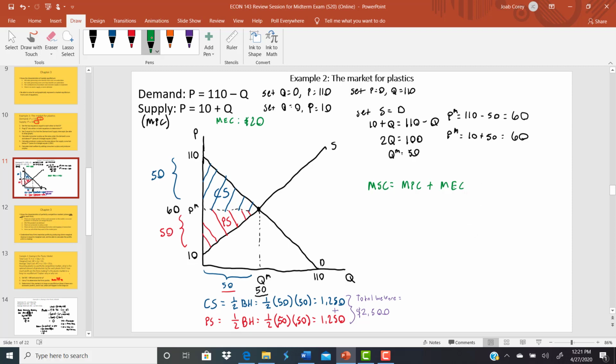So it's just our supply curve, which was 10 plus Q, plus our marginal external cost, which is 20, right? So that's going to be equal to 30 plus Q, right? So that's our marginal social cost curve. And again, if we set Q equal to 0 to figure out where that curve starts, we know that curve is going to start there at 30 units, right? So you're going to have a marginal social cost curve be exactly 20 units higher than your original supply curve at all points on that curve.